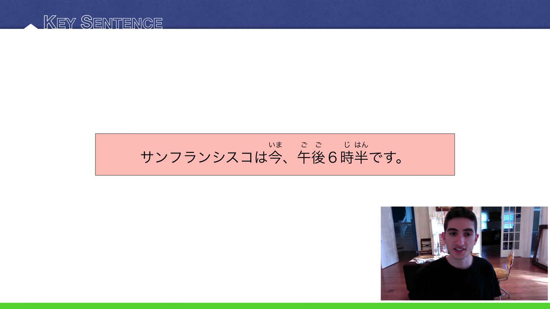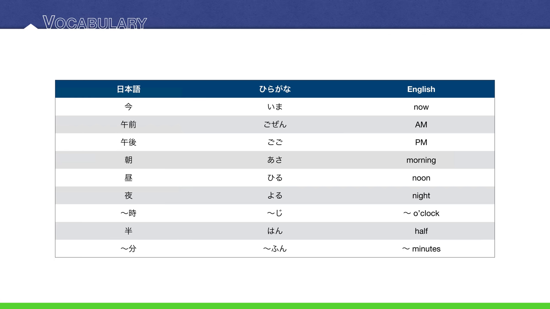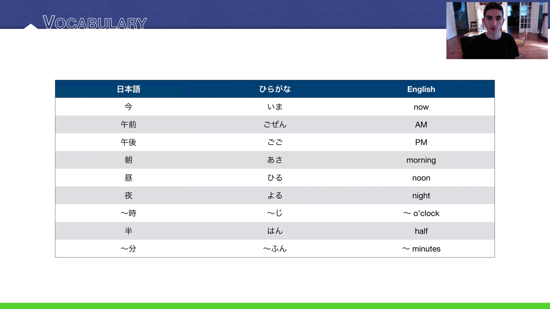Our key sentence. San Francisco wa ima gogo 6 jihan desu. Okay. And then our vocabulary, all new words here. Our first word is the word for now. Ima. Next is AM and PM. Gozen and gogo.